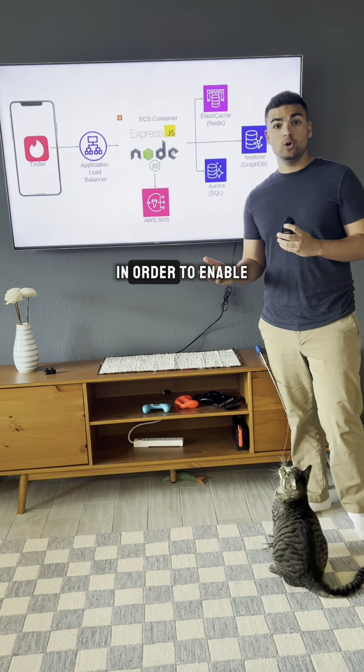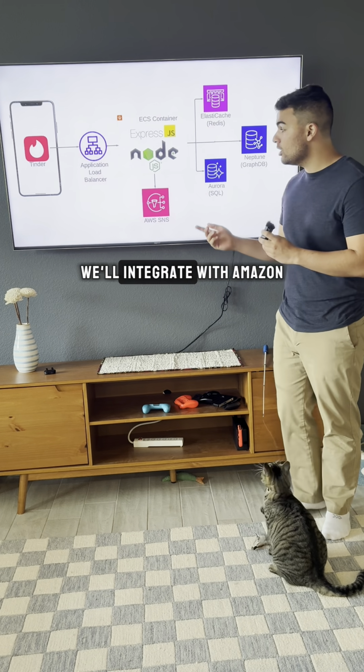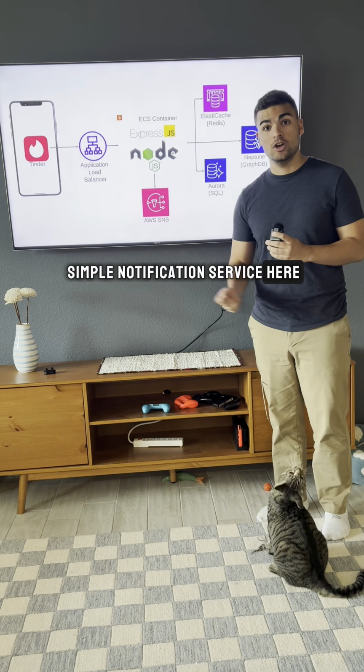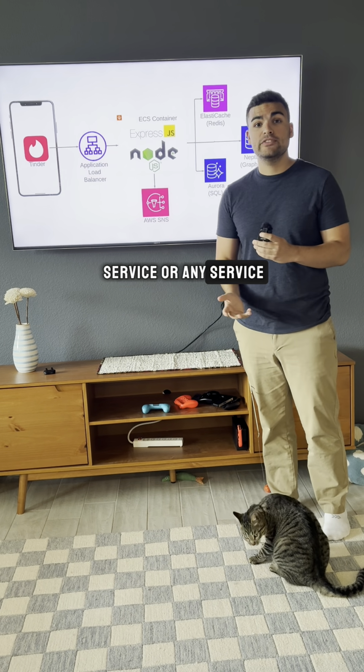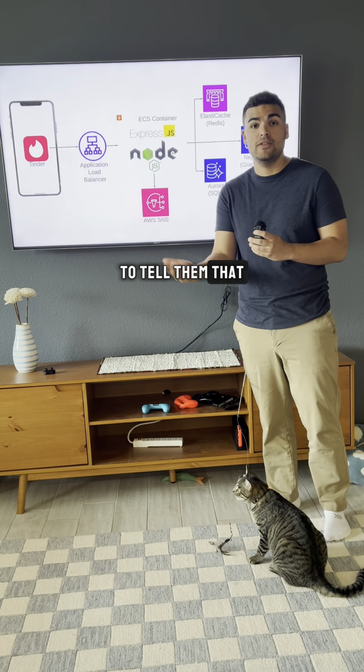Okay, you bring up a good point. In order to enable an event-driven architecture, we'll integrate with Amazon's simple notification service here. When a user gets a match, we can instantly notify something like the chat service or any service which would push a notification to the user to tell them that they have a new match.